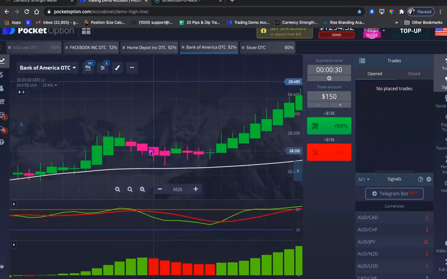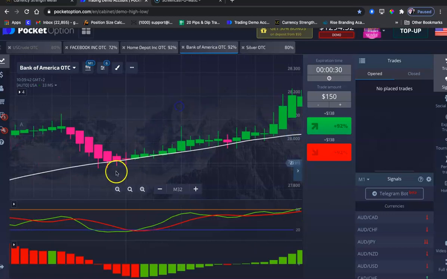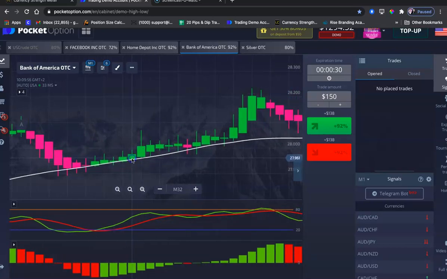Where am I at? Where's my candles? It just shot me across the screen. Okay, so here we were. It changed the trend. Now it's starting to, it came in, didn't come in very strong, right? But we are still on an uptrend.